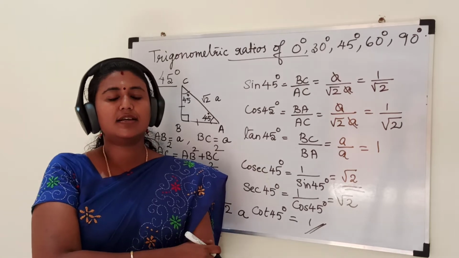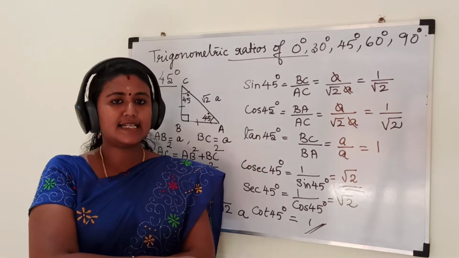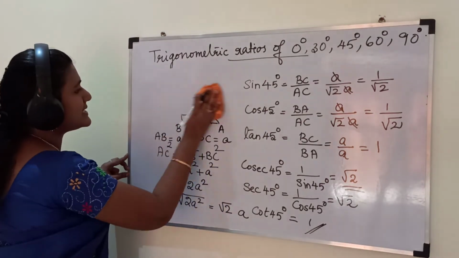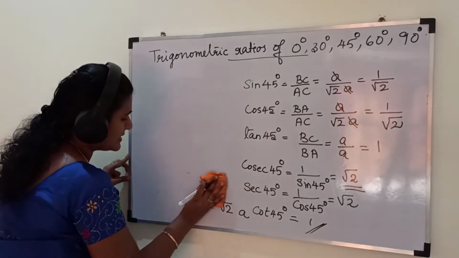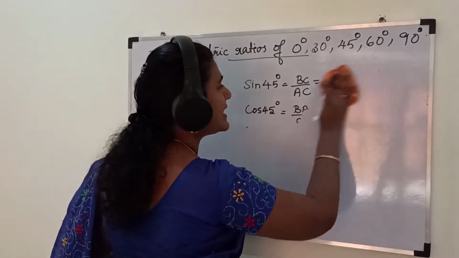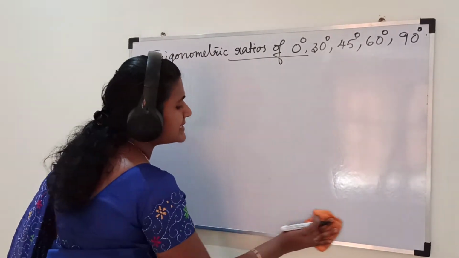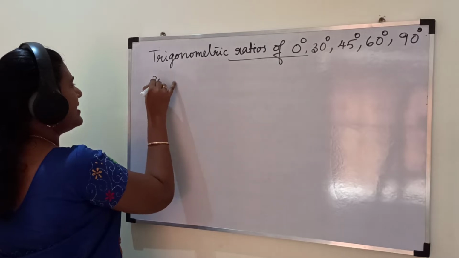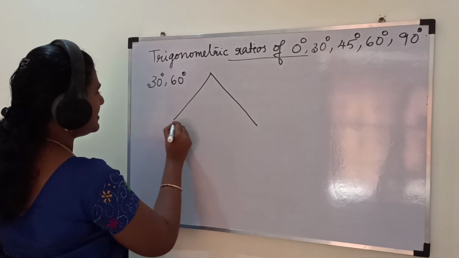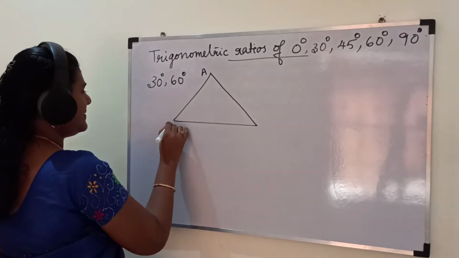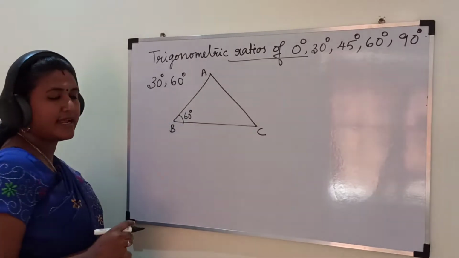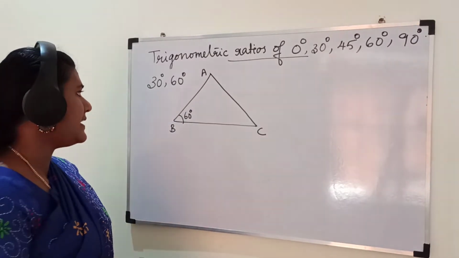Now we will see the trigonometric ratios of angles 30 degree and 60 degree. For that, let us consider an equilateral triangle. For finding the trigonometric ratios of 30 degree and 60 degree, let us consider an equilateral triangle ABC. So you know that in an equilateral triangle, angles are 60 degree.